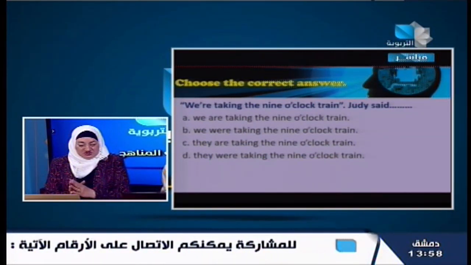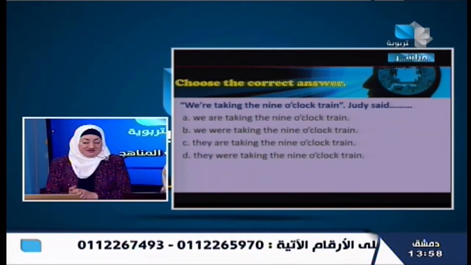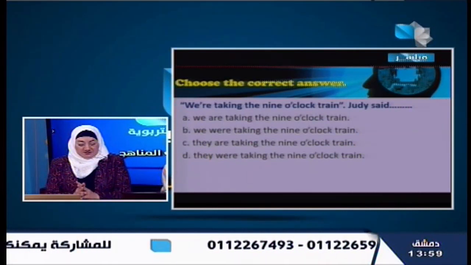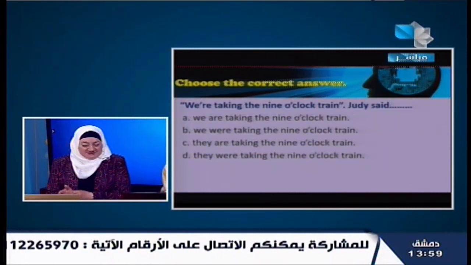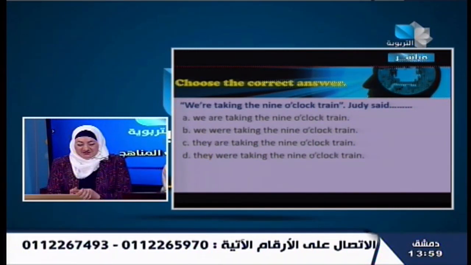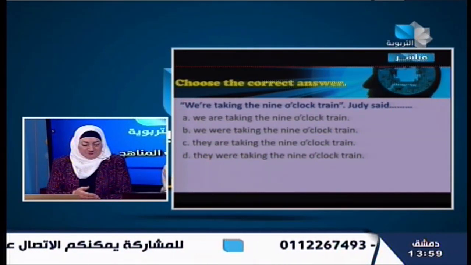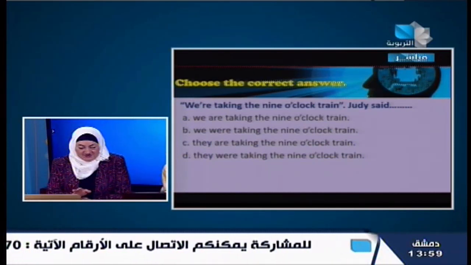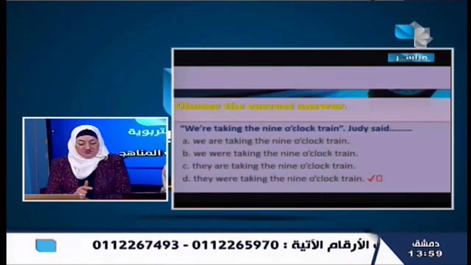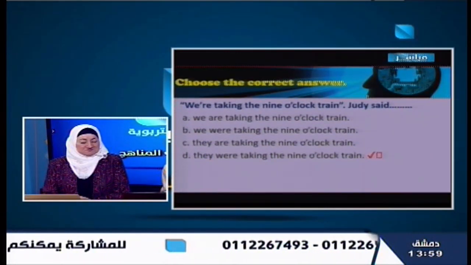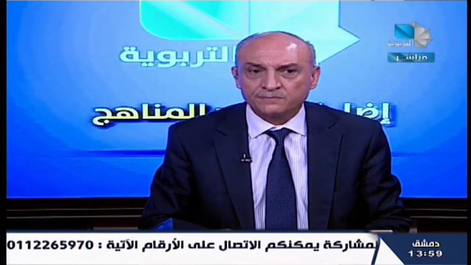As we said, we have some changes. We have the first choice, we are taking the 9 o'clock train. Here we have no change of tense, so it is not acceptable. B, we were taking the 9 o'clock train. We have a change of tense, but no change of pronoun, so it is also not acceptable. C, they are taking the 9 o'clock train. Here we have a change of pronoun, but we don't change the tense, so it is not accepted. The correct choice is they were taking the 9 o'clock train. We have a change of pronoun, a change of tense, and that's all. Judy said they were taking the 9 o'clock train. Exactly, thank you very much.